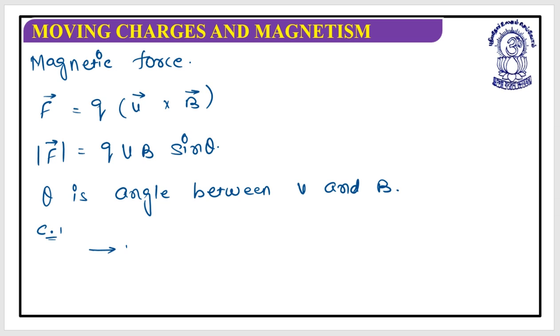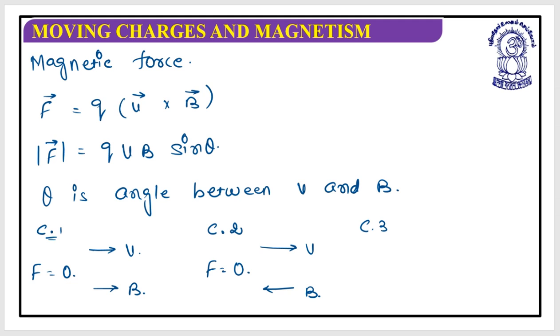First case was if V is like this, B is like this. That means V and B both are parallel to each other, the force would be 0. We have discussed the second case where V and B are anti-parallel to each other. This is the case where theta is equal to 180. Again in this case the force would be 0.